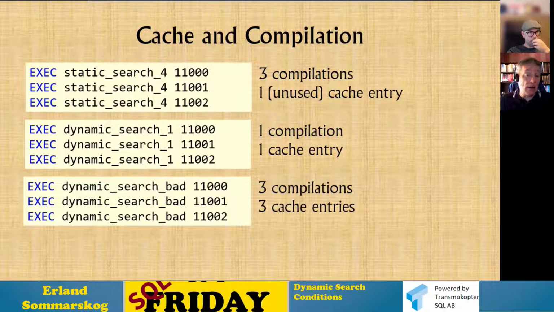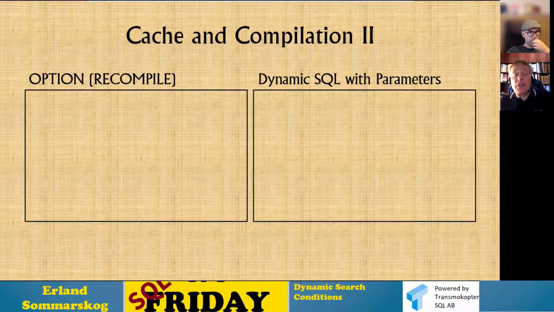And with dynamic search bad, well, we get the worst of both worlds, 3 compilations and 3 cache entries. Cache littering, wasting memory, wasting cycles, everything. Not good at all. Here's another thing to look at.